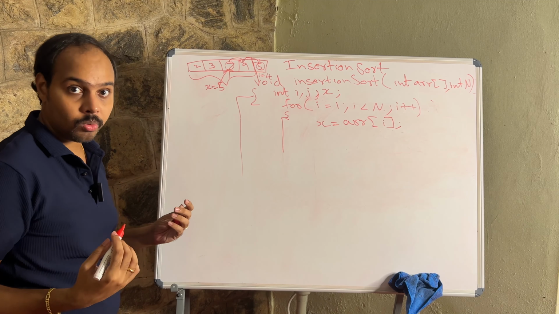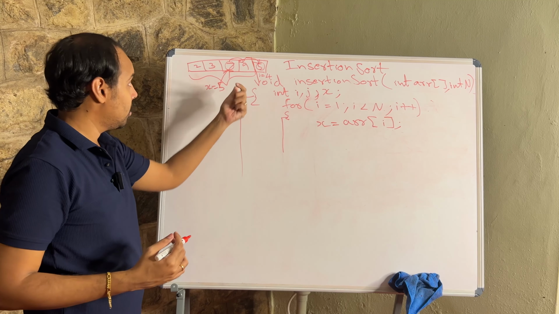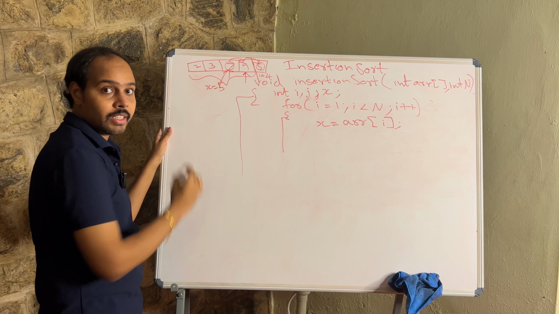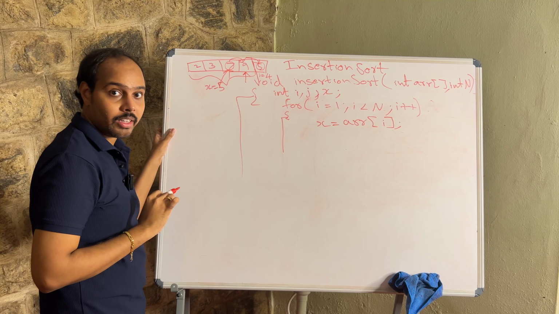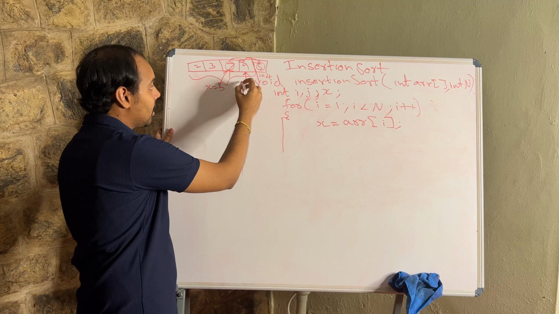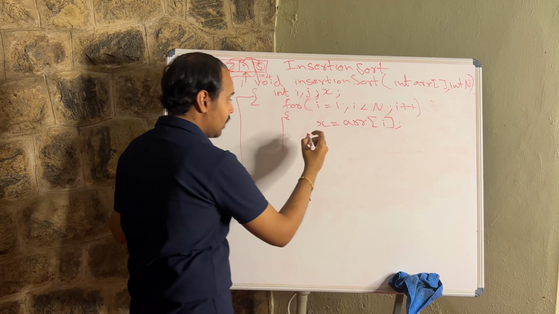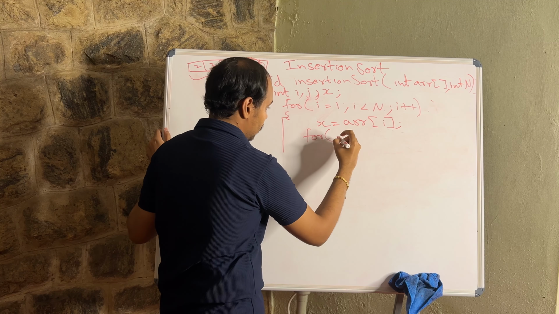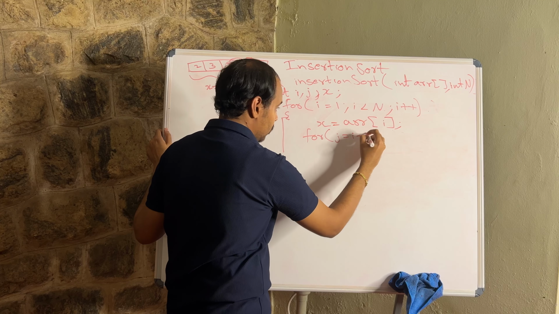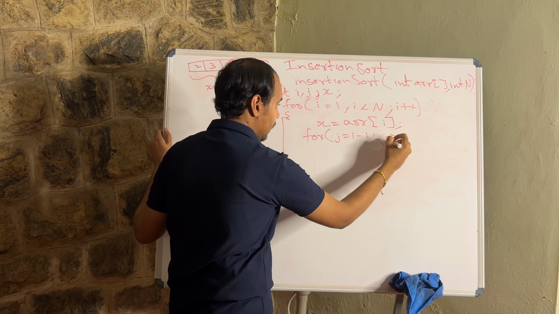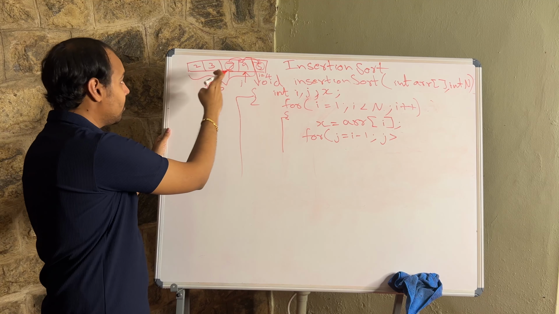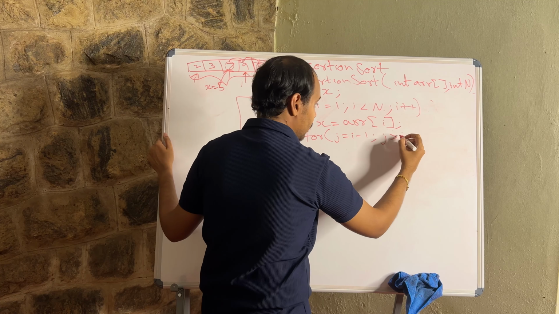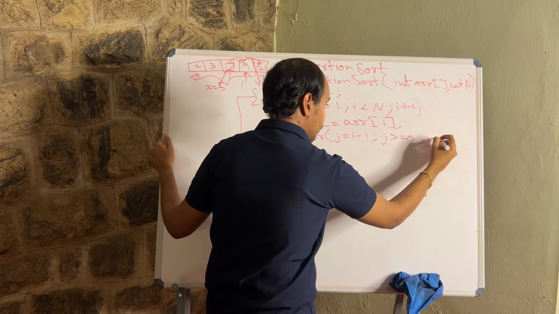Now we move to the insertion phase. In insertion phase, what will we do? We will start from this position till it finds an element that is less than the x. So this we will consider it as j. So j starts from i minus 1. j equal to i minus 1. j greater than, till what position we will go? We will go till the 0th position to insert. Greater than or equal to 0, j minus minus.